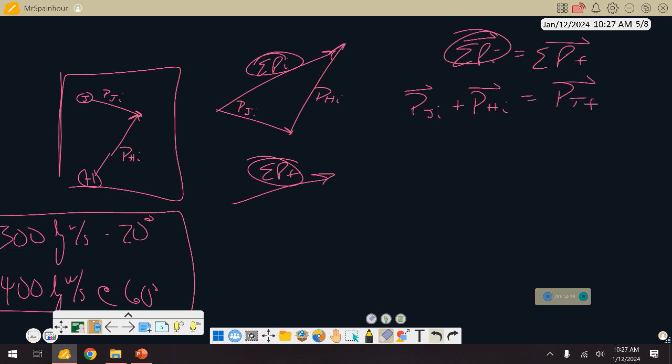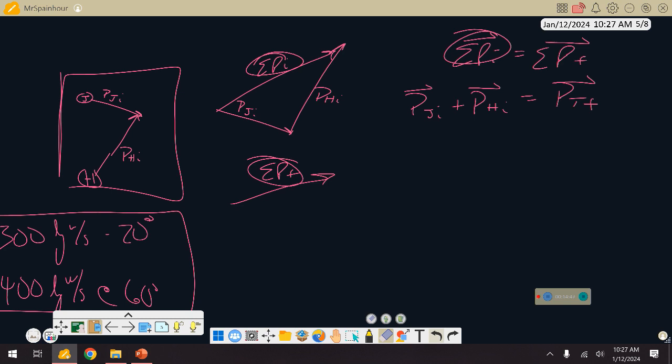Yes? And I would ask a pretty easy question out of this. I would say, what is the velocity of Jim Bob and Horace at the very end of this? Now, keep in mind, you cannot add velocities. You cannot vectorally add velocities. It doesn't work. You can only vectorally add momentums.